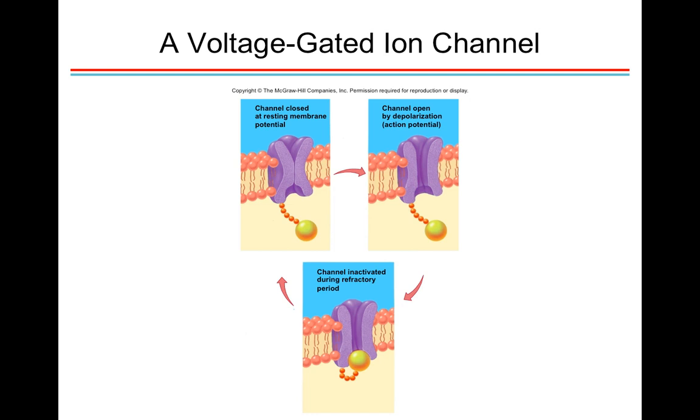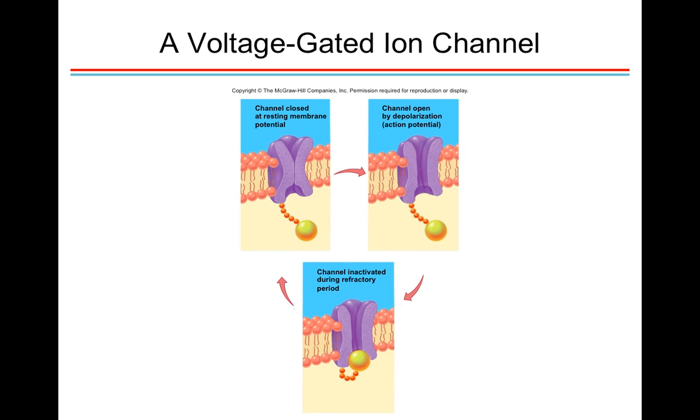So in order for a nerve impulse to begin, sodium is going to have to rush into the cell, and the sodium will be rushing into the cell through a voltage-gated ion channel. So let's take a look at how these work. So here is a closed channel, and they would be closed normally at the resting membrane potential, which would be negative 70, right? So it's closed, no ions can be traveling through.